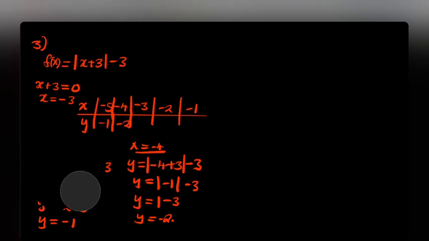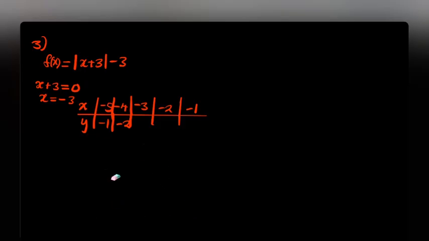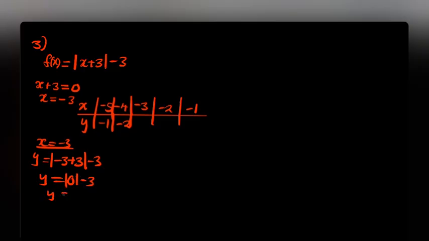Again we do the same for x equal to -3. For x equal to -3, y is equal to the modulus of -3 plus 3. Remember, that's where we have the vertex. So -3 plus 3 will be 0, then -3. So y will be 0 minus 3, and we have y equal to -3.